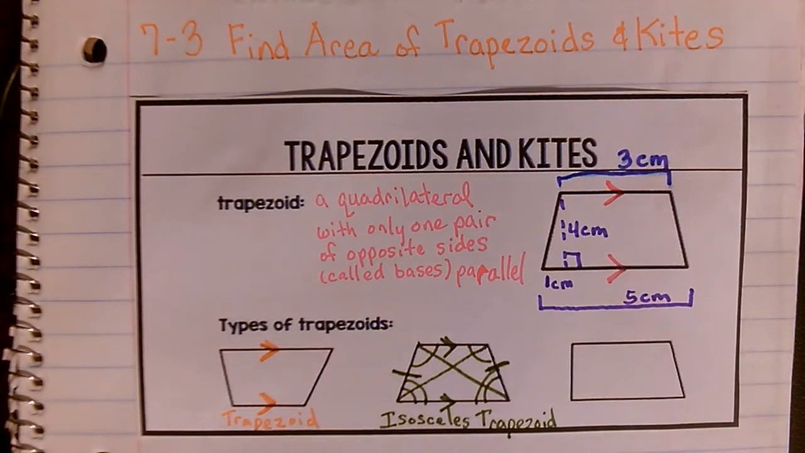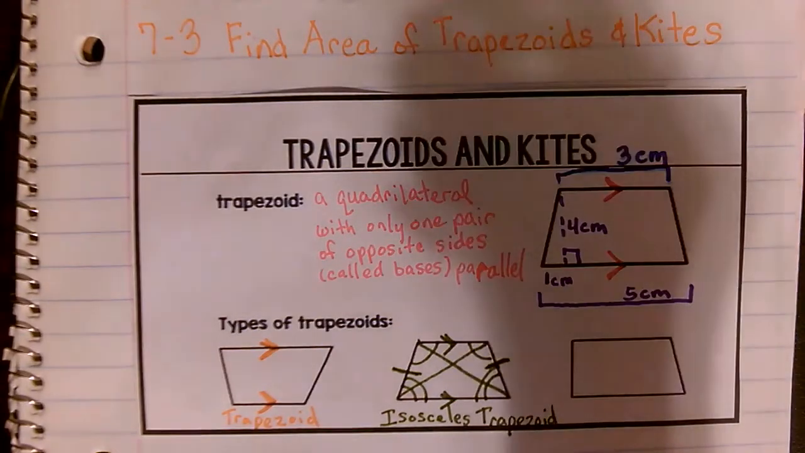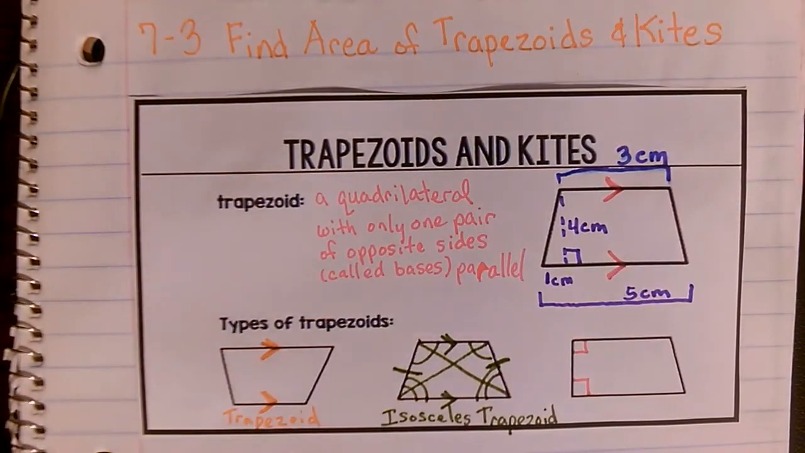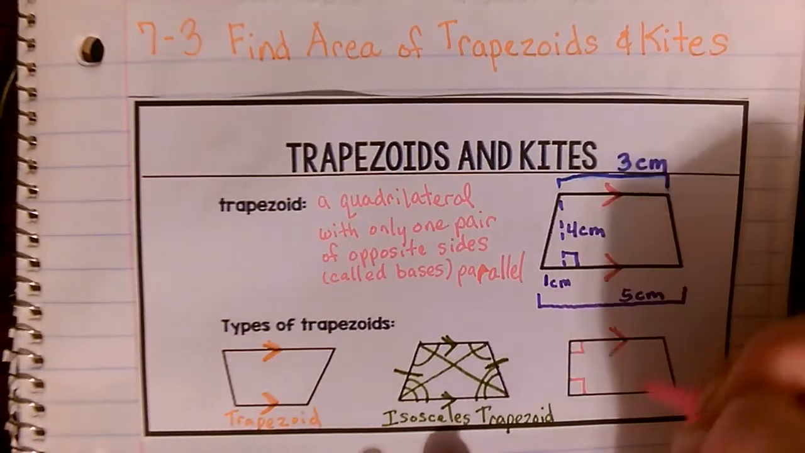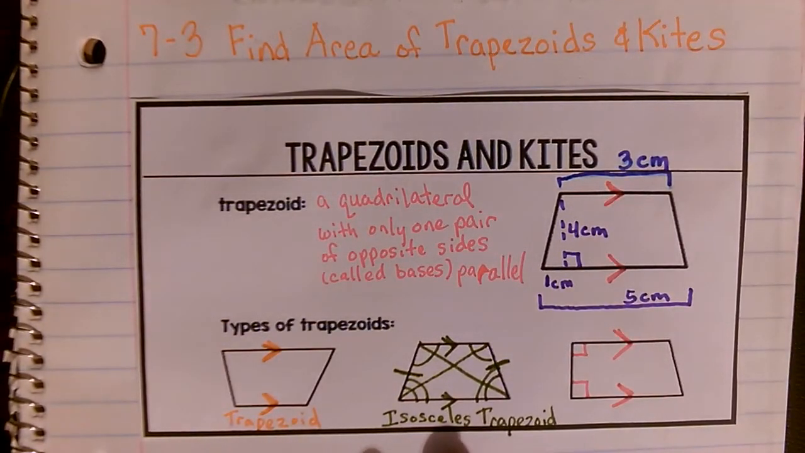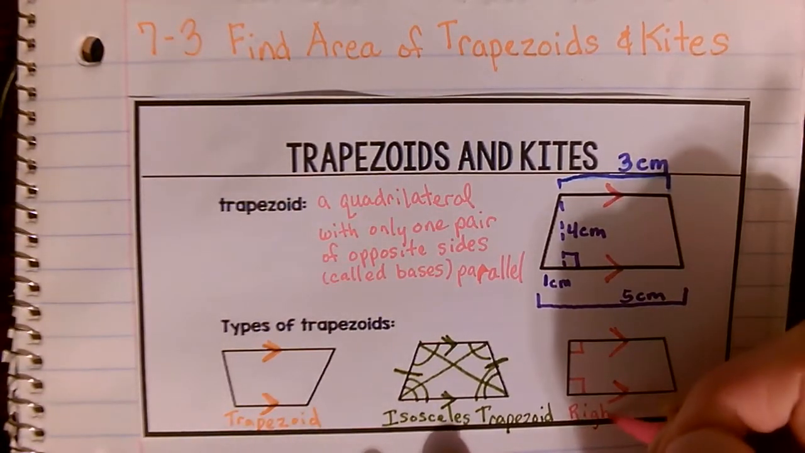Alright, let's move on to this last one. And this one, if I put a box in here and box in here, I'm signifying that both of these angles are right angles. These arrows signify that the sides are parallel, and this is known as a right trapezoid, because it has two right angles.